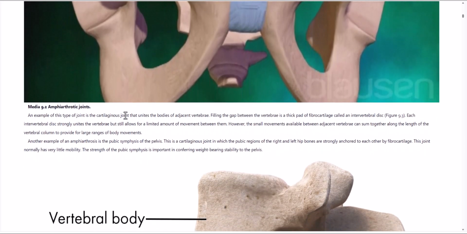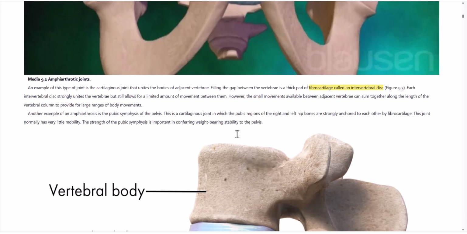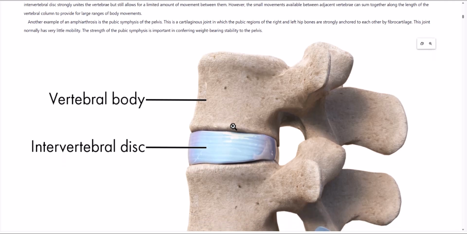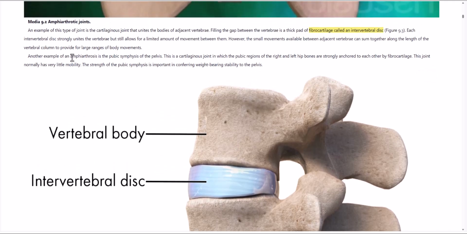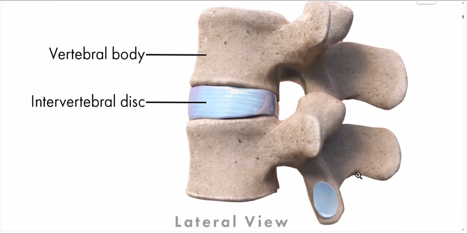Another example of amphiarthrosis are the intervertebral discs. You know where these are. And you also know that that is a pad of fibrocartilage. And there is a little bit of movement between your vertebra. Okay, so we have two examples of amphiarthrosis. We have the pubic symphysis and we have the intervertebral discs. So these two lumbar vertebra are able to move a little bit because of the cartilaginous joint seen here.